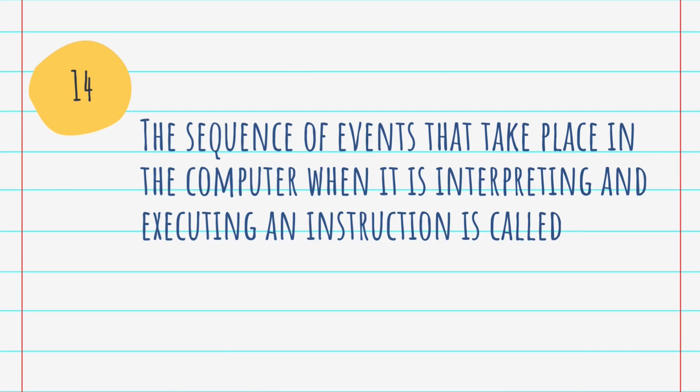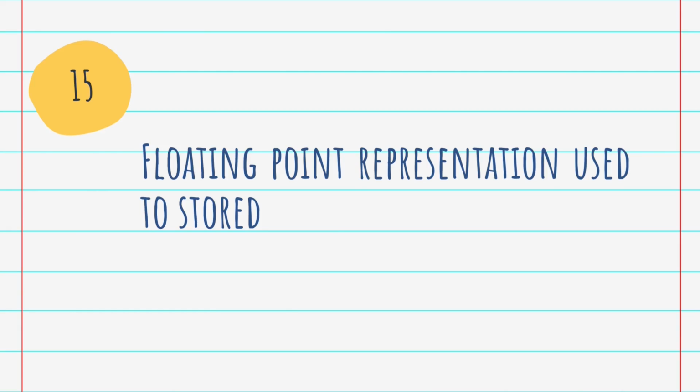Question number 14. The sequence of events that takes place in the computer when it is interpreting and executing an instruction is called. Answer is instruction cycle. Basically, the instruction cycle, which is also known as the fetch, decode, execute cycle, or simply the fetch execute cycle, is the cycle that the CPU follows from boot up until the computer has shut down in order to process instructions.